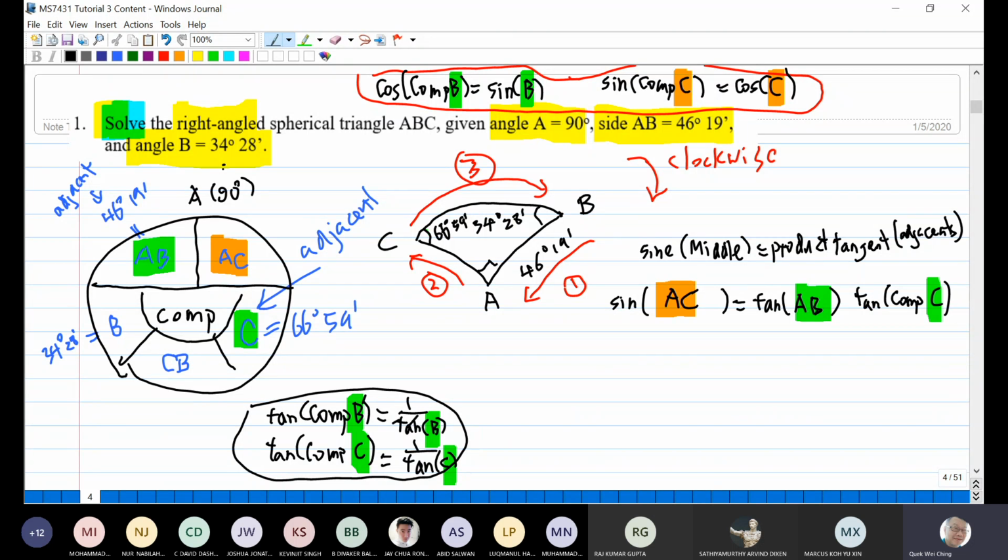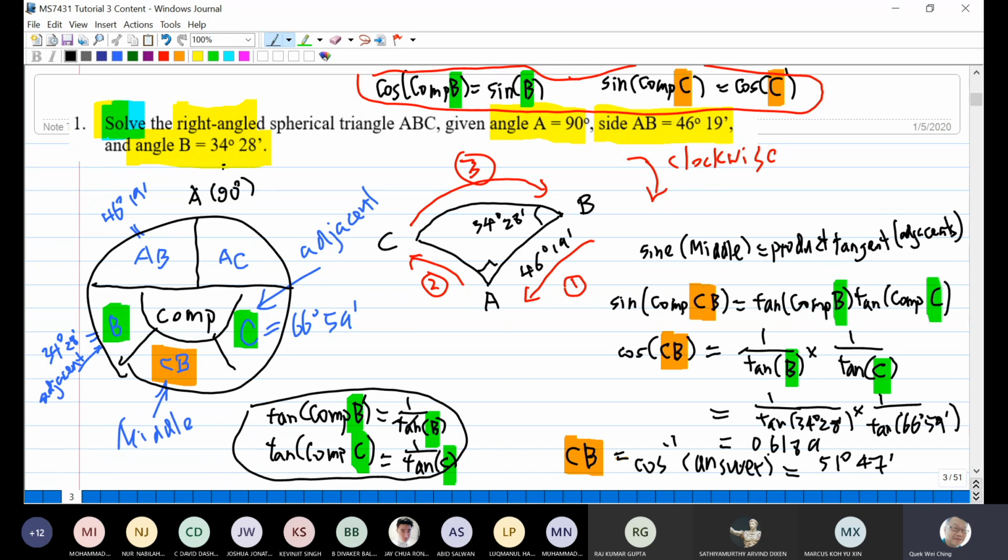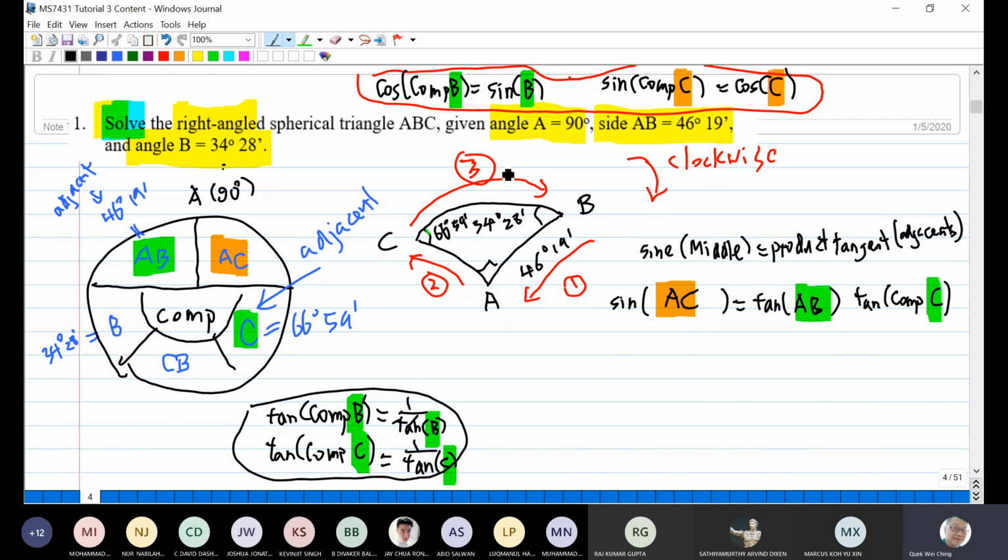We also know CB, right? So CB, we know CB identical right here. So CB is 51 degrees 47 minutes. All right, so we have all this information already. So this will help us decide later on.